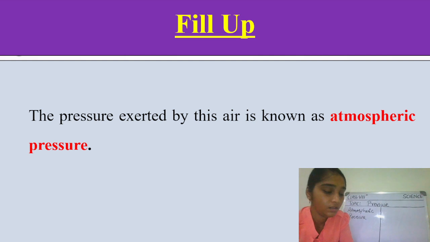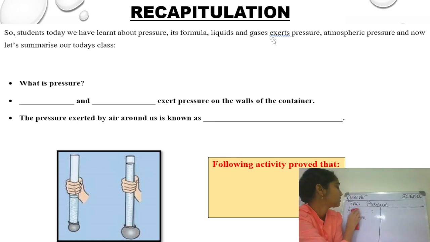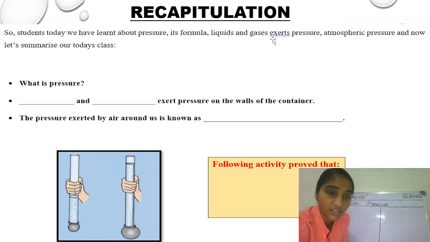So students, what have we discussed in today's class? Yes, today we have learnt a new concept related to pressure, right? Very good. So students, we have discussed atmospheric pressure, right? And how pressure is exerted by liquids and gases also, right? Very good. So students, today we have learnt about pressure, its formula, liquids and gases exert pressure, and now we are going to summarize our class with a few questions.